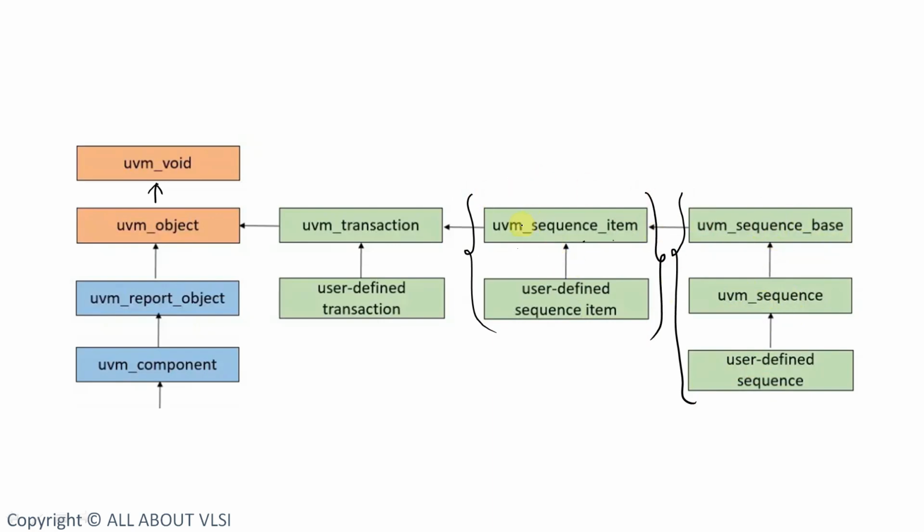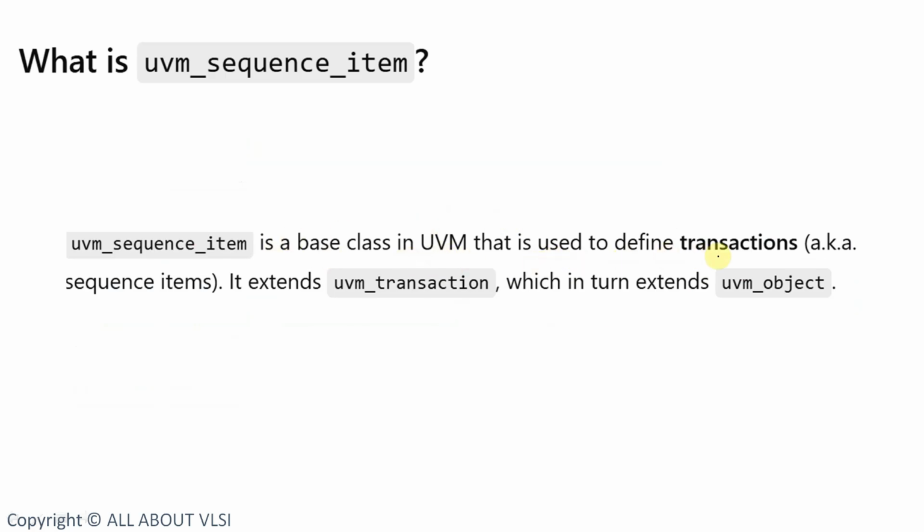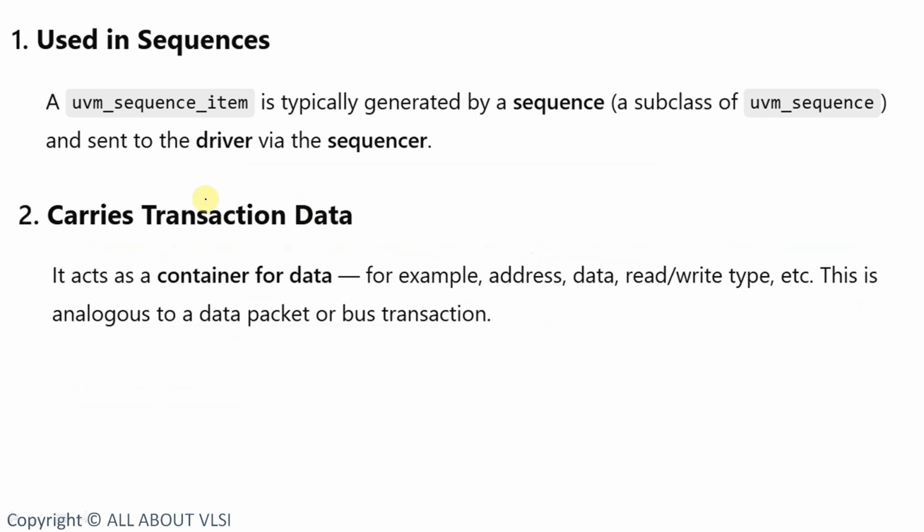Okay, so basically this UVM sequence item is a base class in UVM that is used to define the transactions. Now where are we going to use this UVM sequence item? It will be used in the sequences. UVM sequence item is typically generated by a sequence, a subclass of UVM sequence, and sent to the driver via the sequencer. Okay, and what is it going to carry? The UVM sequence item is going to act as a container for the data, for example address, data, read, write, etc. So this is analogous to a data packet or a bus transaction.